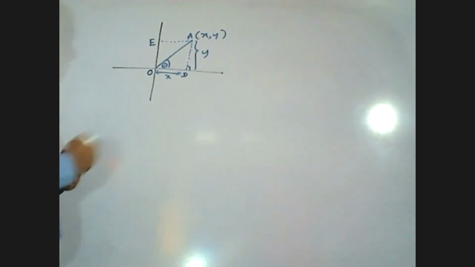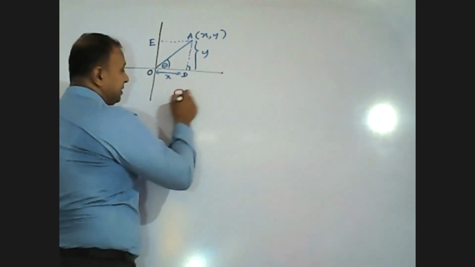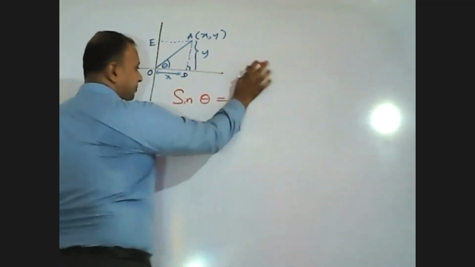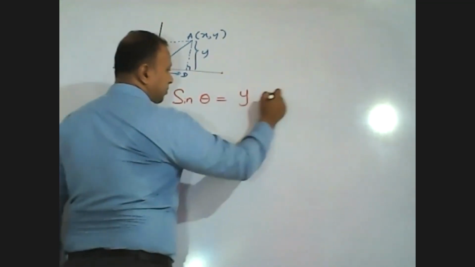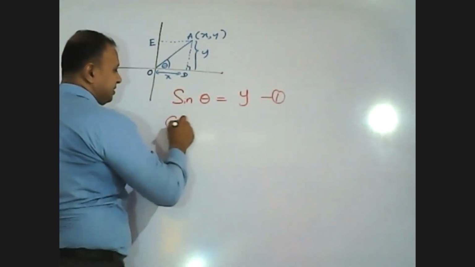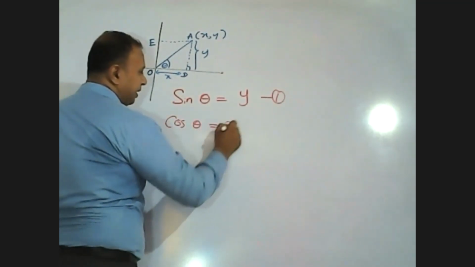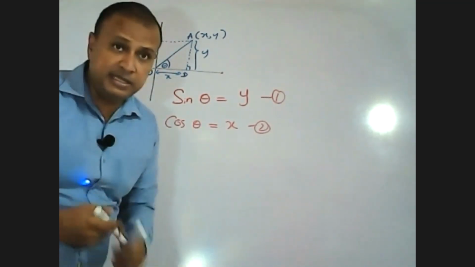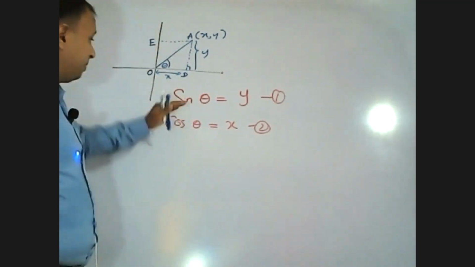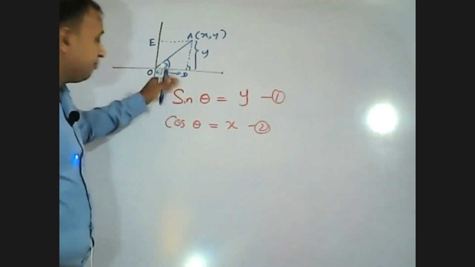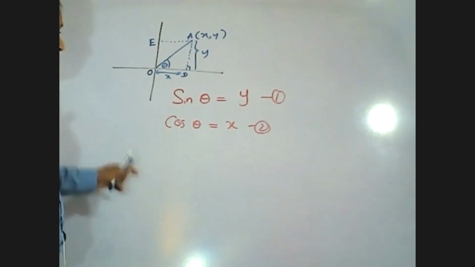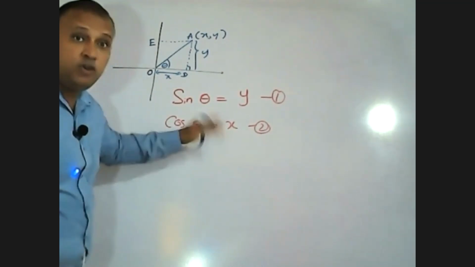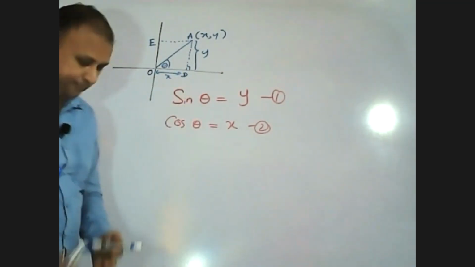According to our previous definition, sine theta is equal to Y, number one. Cos theta is equal to X, number two. Okay. I will explain this again. We have done this part. Sine theta is equal to Y. Cos theta is equal to X, according to our previous definition.